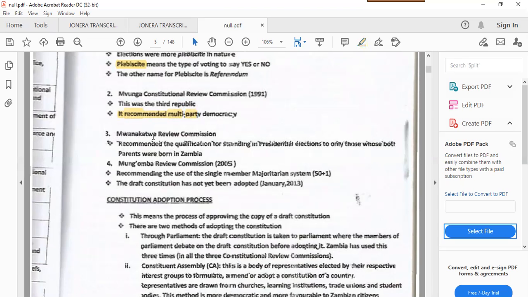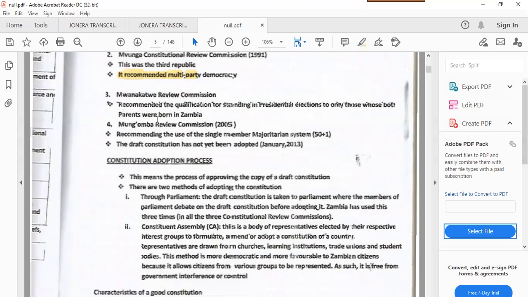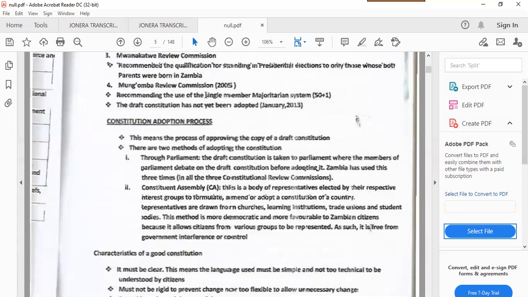All right, so the Mwanakatwe Review Commission, the third review of our Zambian constitution, recommended the qualification for standing in presidential elections to only those who have both parents Zambian. So if both your parents are not Zambian, you cannot stand as president. This is also sort of racist somehow, and I don't think this has changed, because imagine someone has a black mother and a white father and they have presidential ambitions. Because of this constitutional review, they cannot stand as president. So you need both parents to be born in Zambia. If they are not born in Zambia, you cannot run as president.